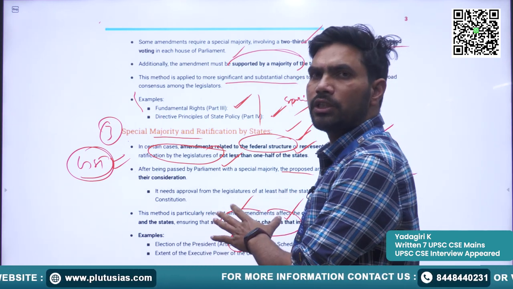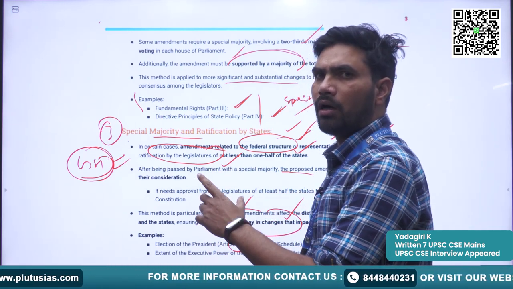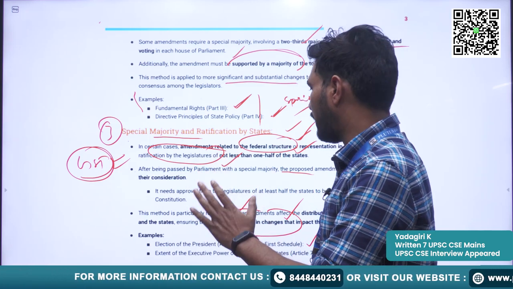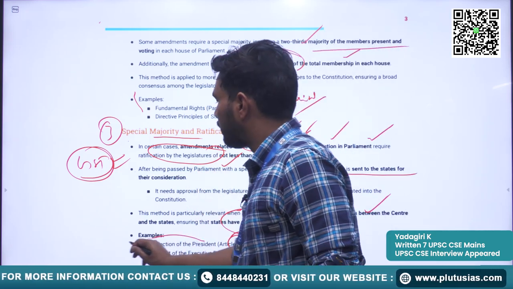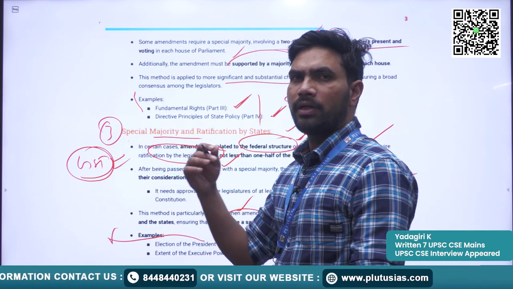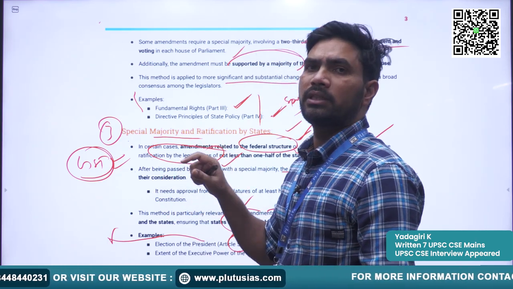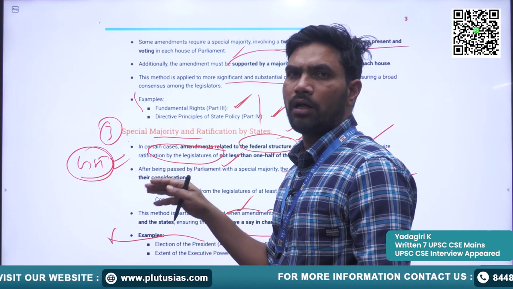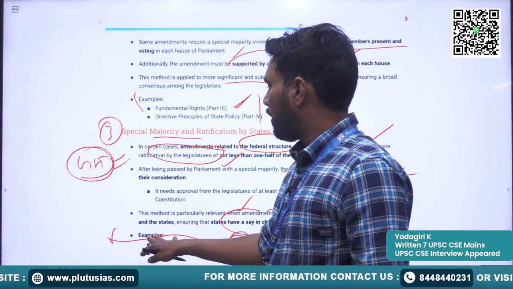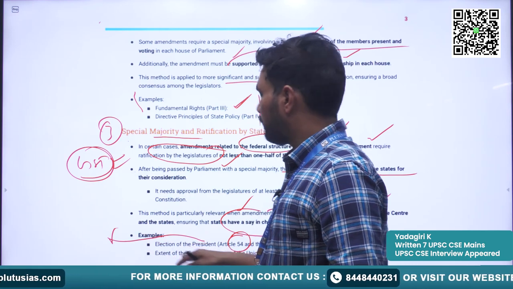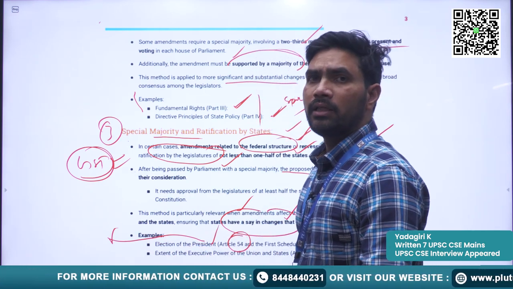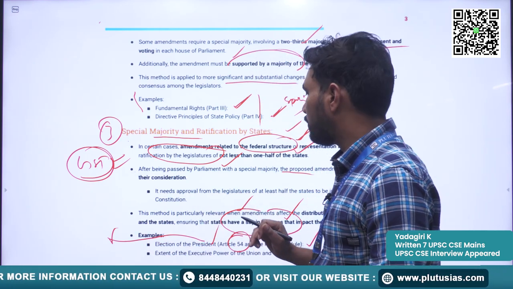Whenever there are changes in this aspect, more than half of the states have to ratify it, because the election of the president is an important matter when it comes to administration of the country, and members of the state legislative assemblies are also involved in the election of the president. Because of this, it requires a special majority plus ratification by states.